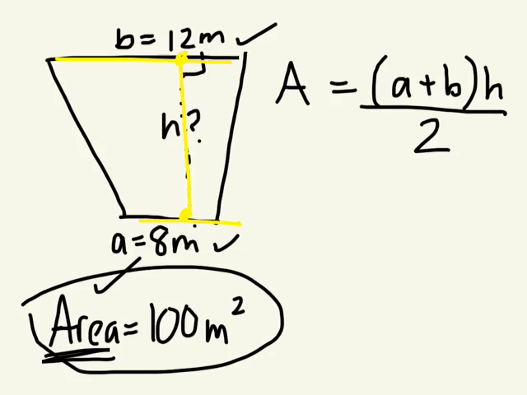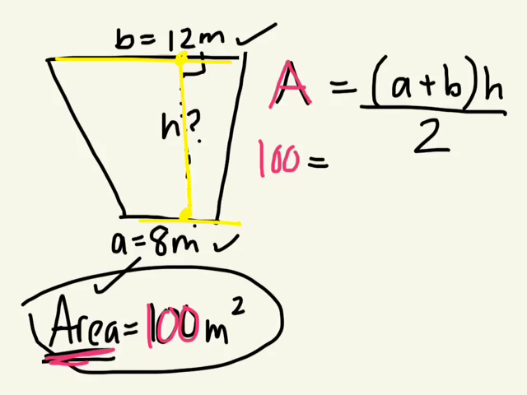So looking at the formula, do we know the area of the trapezoid? Did they give you that information in the question? Yes, they tell you the area is 100 meters. So I'm going to replace area with the value of it, because I know what it is.